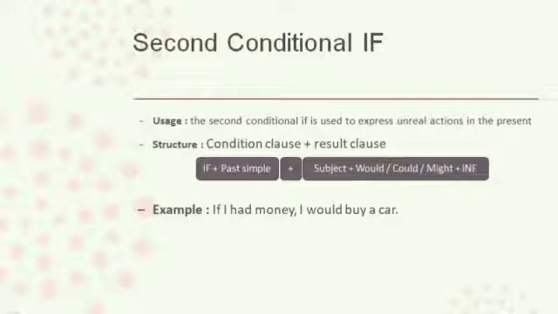Now let's head to the structure. So we have if plus a past simple sentence. I, the subject, had, the main verb in the past form, and money is the object. The other part of the sentence consists of I as a subject, would plus the infinitive. Just take a look at the rule up there.